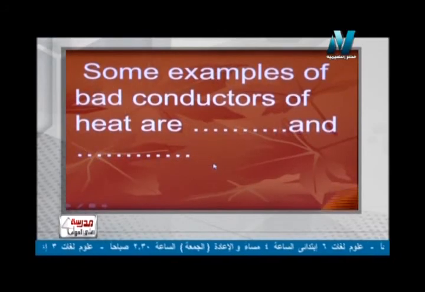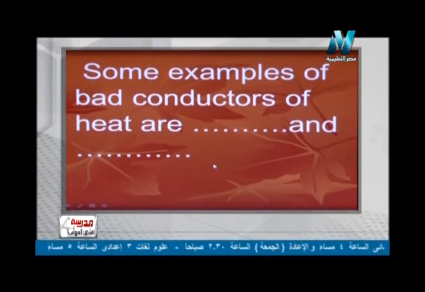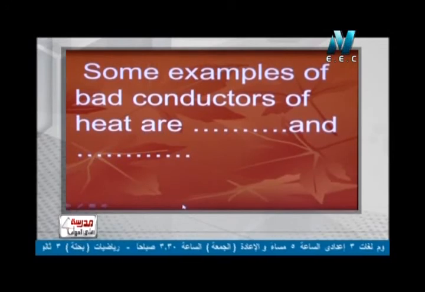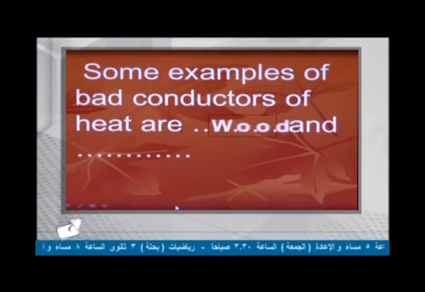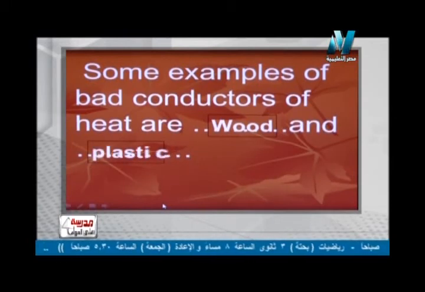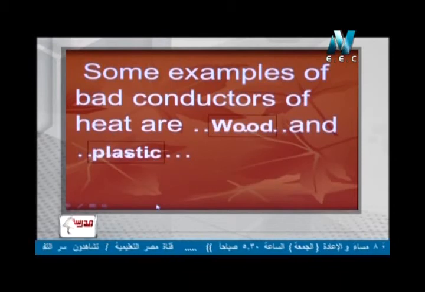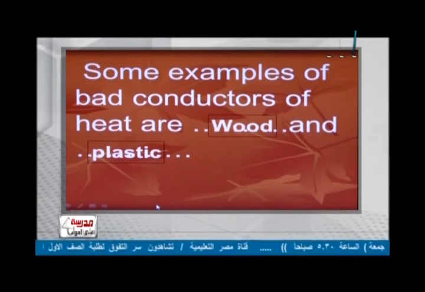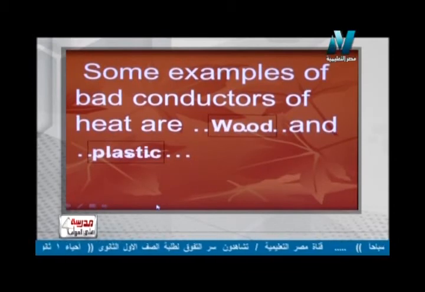Another question. The question says, some examples of bad conductor of heat. Some examples of bad conductor. هنا عايز examples مش عايز uses. Surely I have many examples of bad conductors such as wood, plastic, wool اللي هو الصوف, glass, air, water, and so on. So some examples of bad conductor of heat are wood and plastic.